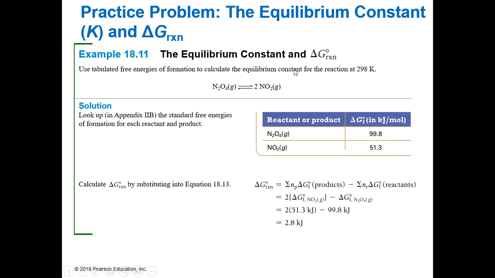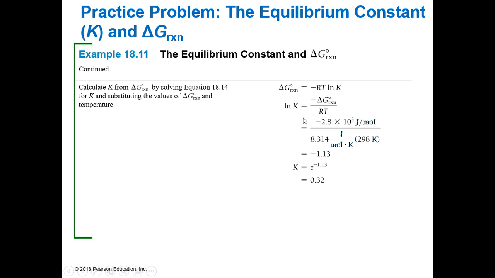It wants, though, the equilibrium constant. Equilibrium constant is K. We have not solved for K. Make sure we're answering the question. So we do have an expression that tells us delta G naught is negative RT ln of K. We can go ahead and rearrange this equation to solve for K. So the ln of K is negative delta G naught of the reaction over RT. Plug in delta G. Once again, make sure you change that to joules per mole, divided by R and T. So we got the ln of K is equal to negative 1.13.